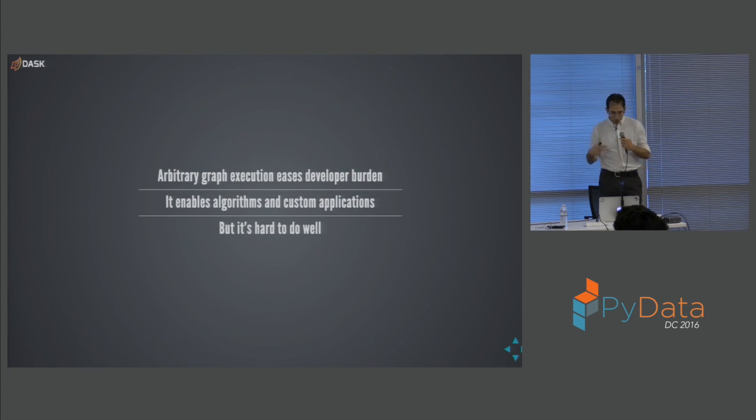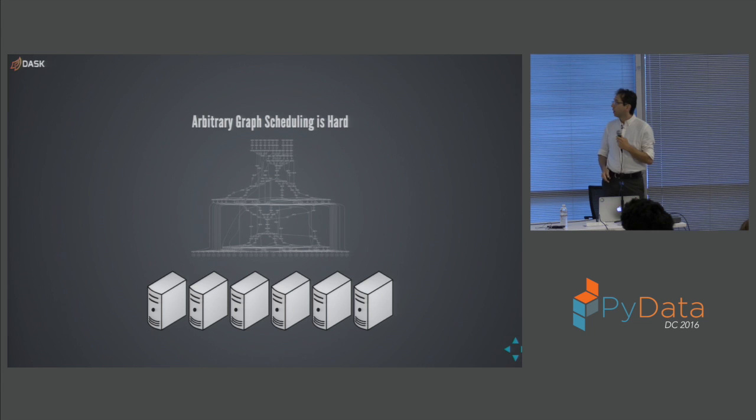So arbitrary graph execution is a new thing, sort of. And it delivers 2 major values. It eases developer burden. It's much easier to write algorithmic code, much easier to translate your sequential code into parallel code. It also allows you to use more sophisticated algorithms and tackle more custom applications. But again, it's hard to do well.